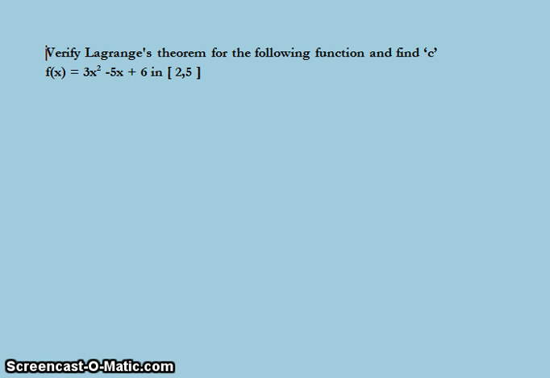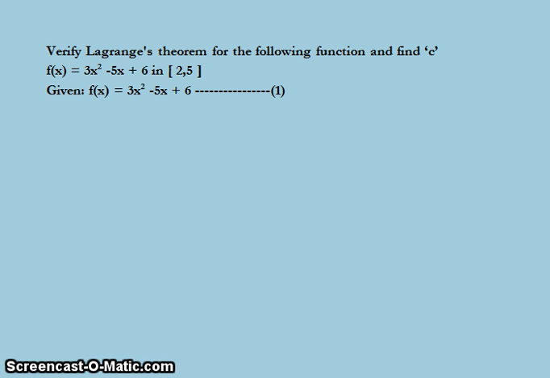Next we have to verify Lagrange's mean value theorem for the given function and find the value of c, where the function is equal to 3x square minus 5x plus 6 in the interval 2, 5. Here we have the function f(x) equal to 3x square minus 5x plus 6, which has been labeled as equation number 1. Now we know that there are two conditions of Lagrange's mean value theorem that are to be satisfied by the given function. The first condition is the continuity of the given function in the given interval.